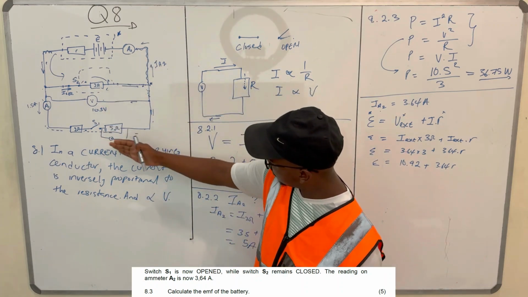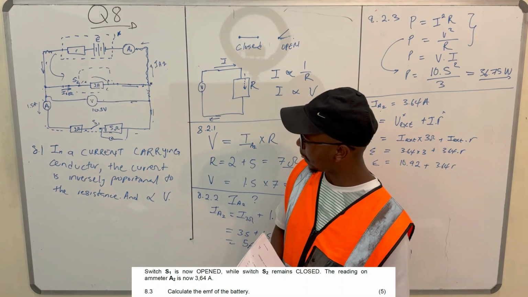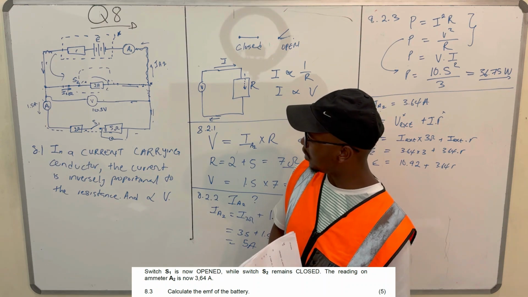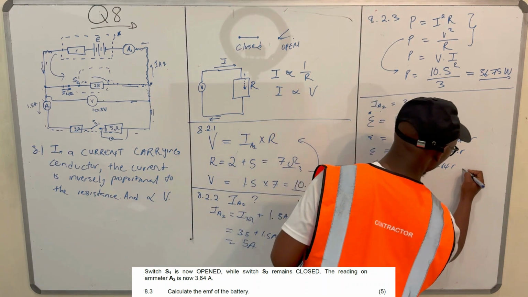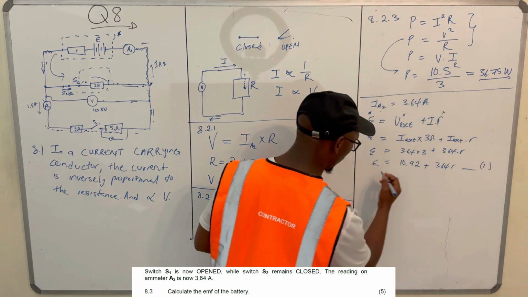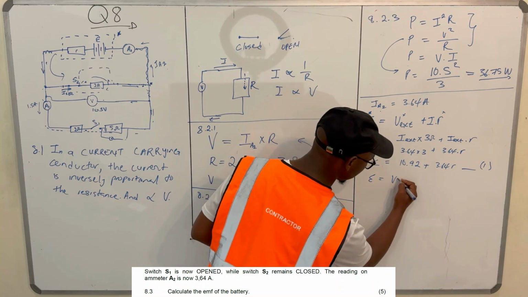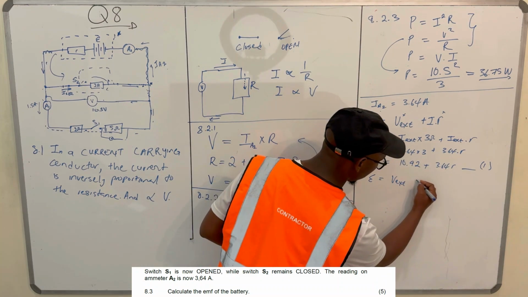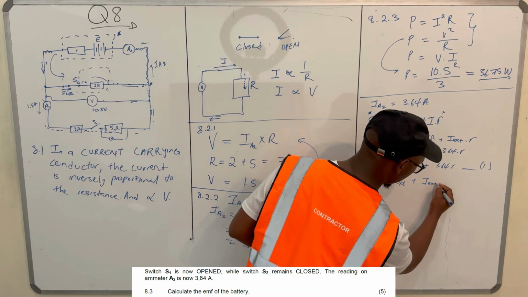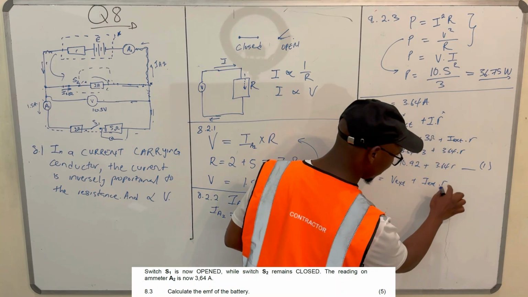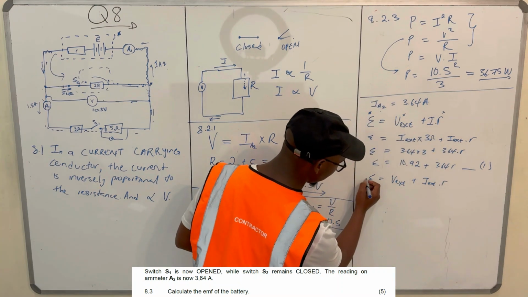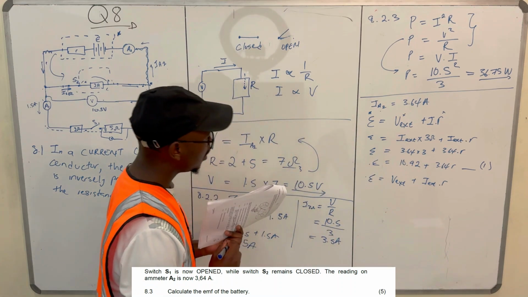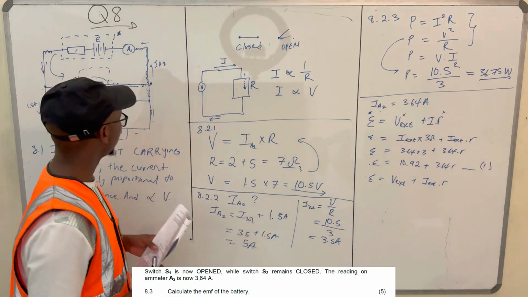So if we can go back to this equation here, we needed the same thing. So let's call this equation 1. We needed E equals V external plus I external multiplied by internal resistance. This is still the same internal resistance, same EMF. What is the external voltage?